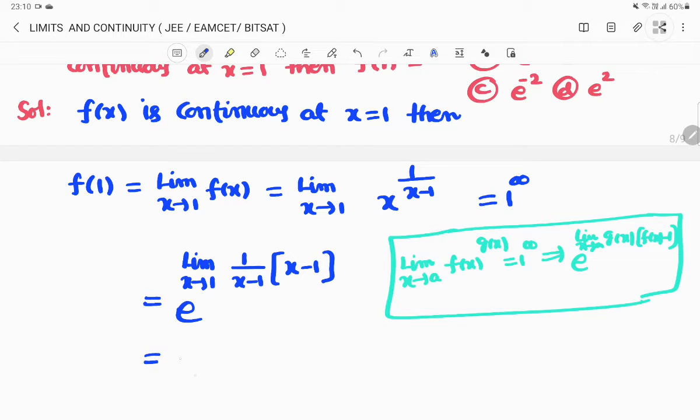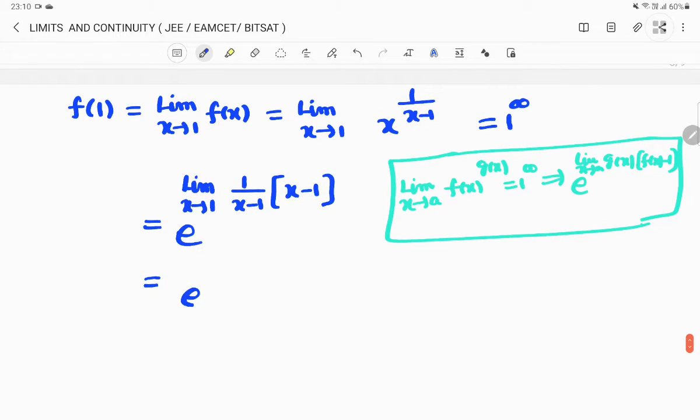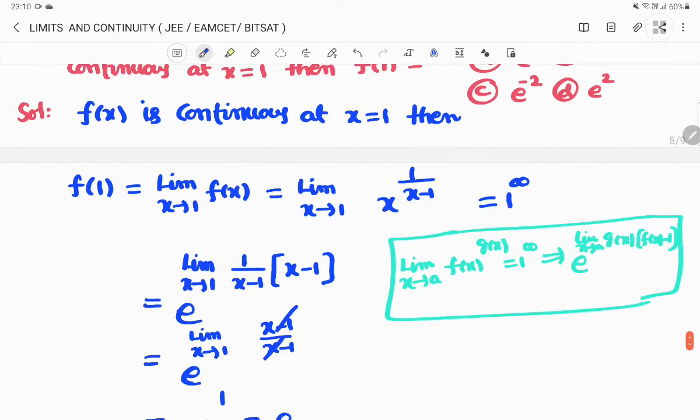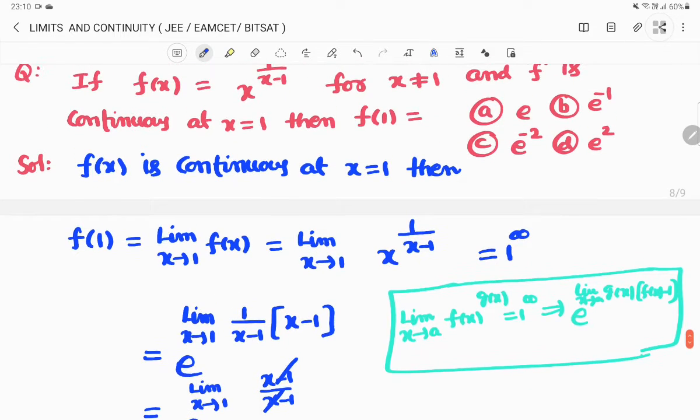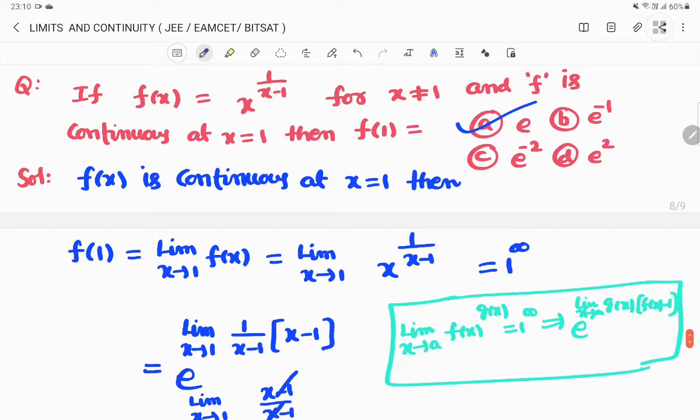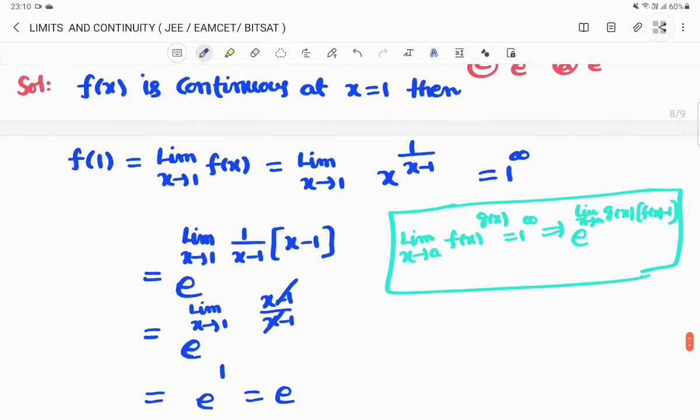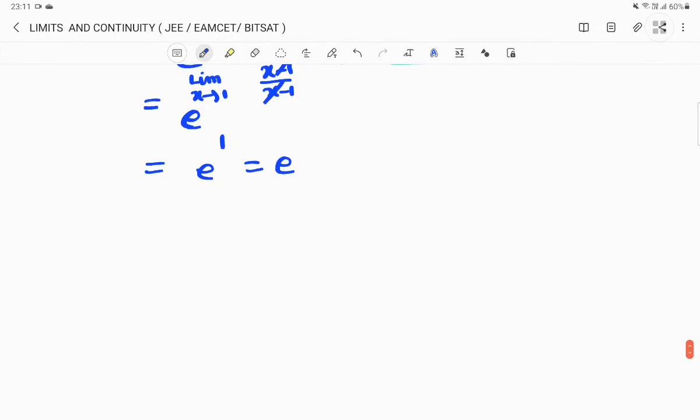So e power limit x tends to 1 of x minus 1 by x minus 1. So e power limit x tends to 1 of the constant 1, and 1 is constant, so it becomes e. So e is the right option, which is the first option. I hope everyone understands. We'll move to the next question.